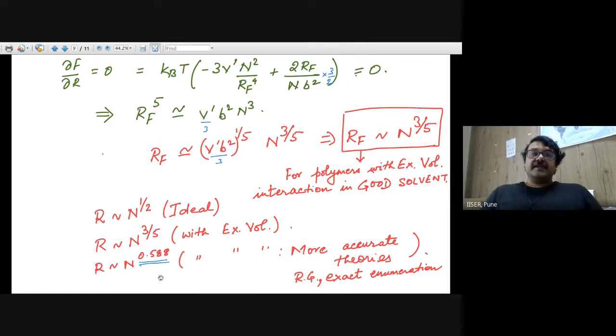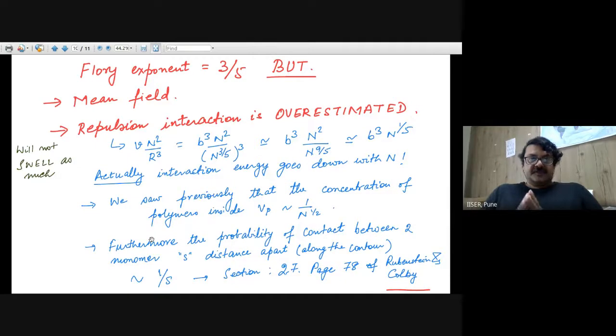So more complicated, involved theories predict this Flory exponent to be 0.588 or 0.59, which is very close to the 3/5 that we get with a very quick mean field estimate of the free energy costs. So this is what the Flory theory is. But just before ending this lecture, I want to emphasize, yes, the Flory exponent is 3/5. This is what we see in experiments also for a dilute polymer chain.